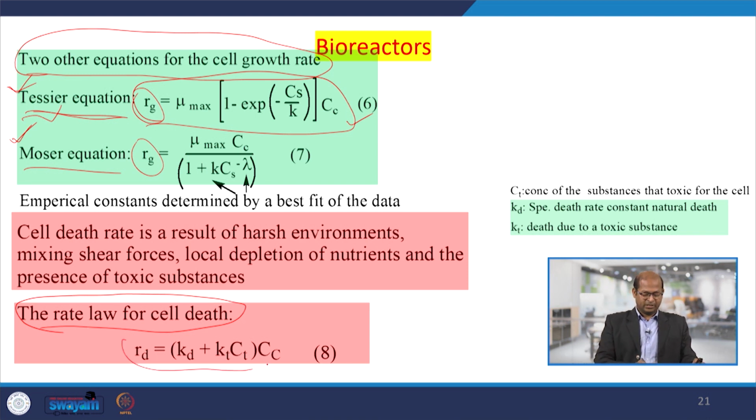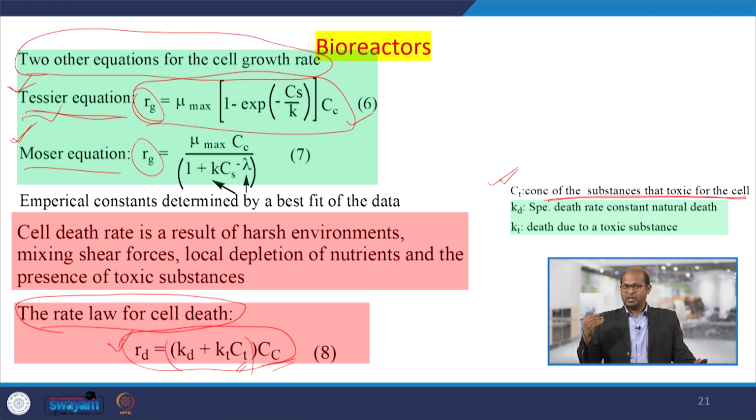then the rate of cell death we can express in this way: Rd equals Kd plus Kt into Ct, in brackets, into Cc. Cc is the concentration of the cell and Ct is the concentration of the substrate that is toxic for the cell. That may be a product or some other substance that inhibits cell growth or causes the death of the cells.